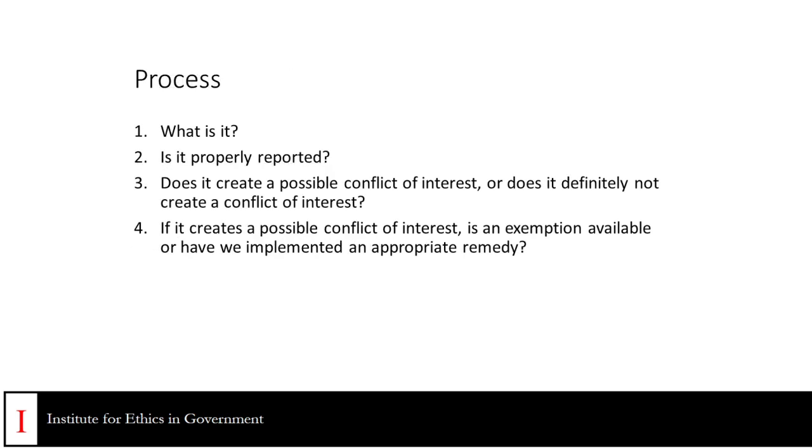Today we're going to be talking about researching particular holdings that are reported on the form. And we're going to use this four-part process. In part one, we're going to ask, what is it? What is the holding that's reported on the form? The second question we're going to look at is, is it properly reported? Third, we're going to think about whether it creates a possibility for conflict of interest. And fourth, we're going to see if there's an exemption or remedy available to prevent the potential conflict of interest.